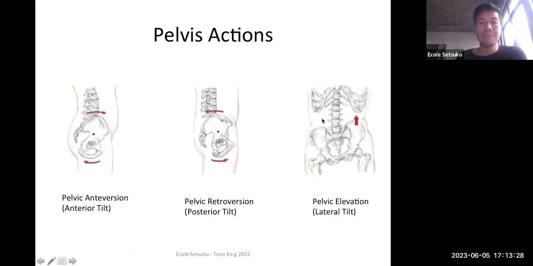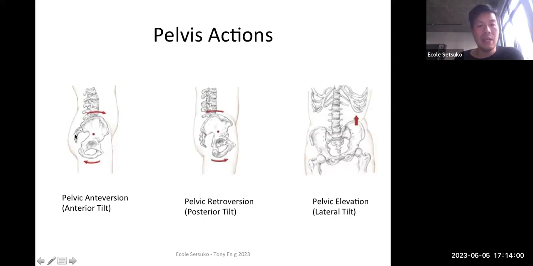Rotation right there. Here's an image of that pelvic anteversion. So this is the anterior part. Remember, the ASIS is tilting forward, and then all this is tilting backwards. That allows the butt, the glutes, to stick out as we're doing an anteversion. And then retroversion, here you can see the ASIS is coming up and backwards and tucking in that tailbone.